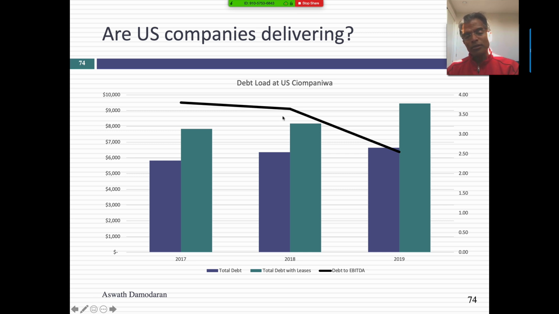The only defense that these companies might offer is as a multiple of EBITDA. Now, debt is lower. That might be true, but that's not a really good argument.